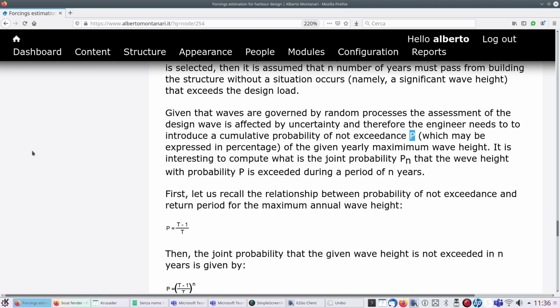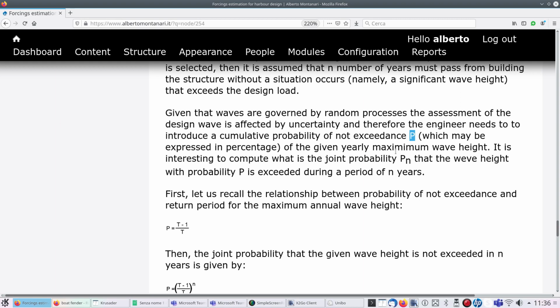And let's assume that we indeed refer to the yearly maximum wave height. So we express with P the probability of not exceedance of the yearly max wave height.